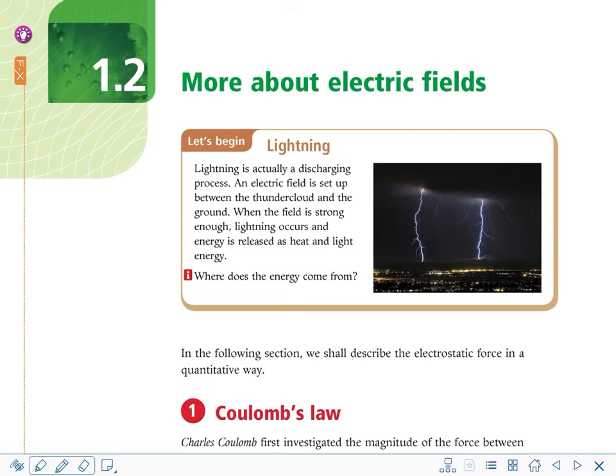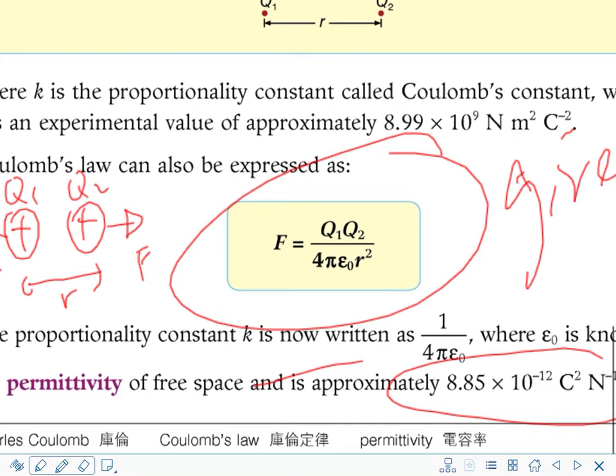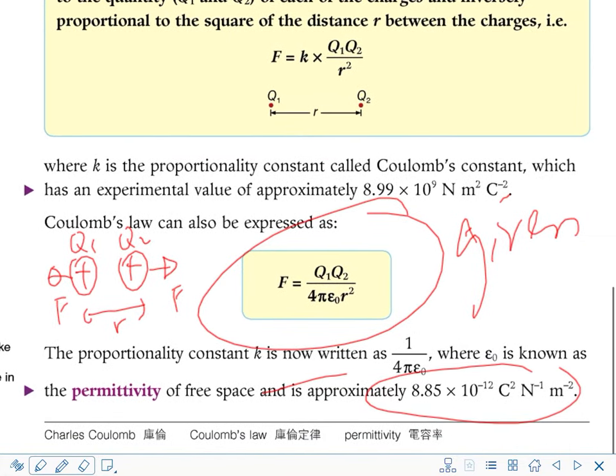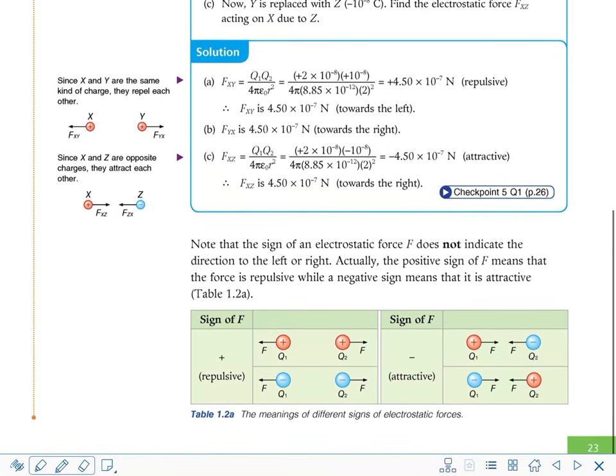Chapter 1.2. More about electric field. That means we have some calculation here. Coulomb's law. Okay. Now, for the electric force, we can have the equation. This is given in the public exam. Okay, it's labeled as D1, the first equation given in the EM topic. F equal to Q1 Q2 over 4 pi epsilon r squared. Epsilon is given in the public exam. Okay, it's only for free space. r is the distance between the two charges.